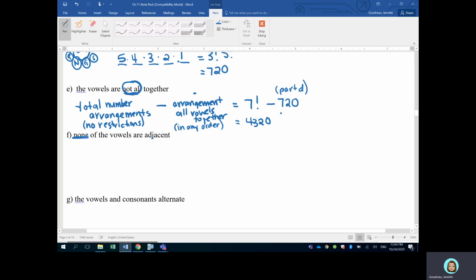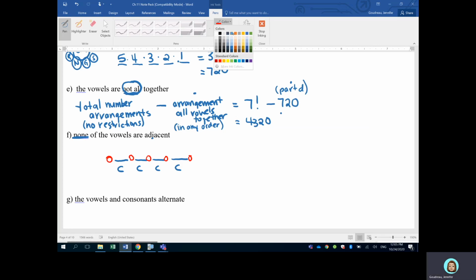Here's how we tackle that. What I'm going to do is start with the consonants. So I'm going to draw 4 blanks, which represents all 4 of my consonants. Now, in order for the vowels to not be together, I need to place them in between the consonants. So I can put them in that spot, or that spot, or that spot, or that spot, or that spot. So we have 5 possible places that we can put the vowels in between the consonants, and then we guarantee that the vowels will not be together.